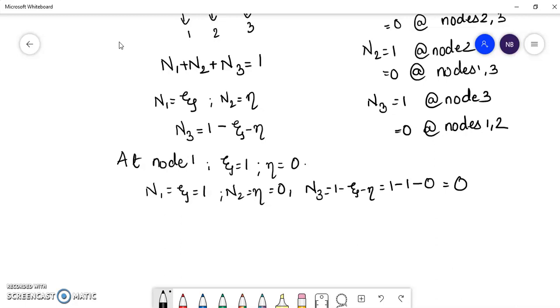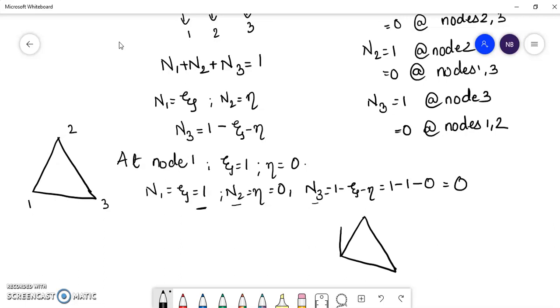So if I have a triangle, say something like this with node 1, node 2 and node 3, and I want to draw this variation of n1, n2, n3. We found out just now that n1 is 1, and n2 and n3 are zeros. So this is the plane. Okay, so this is 1, 2, 3. This is of the height 1.